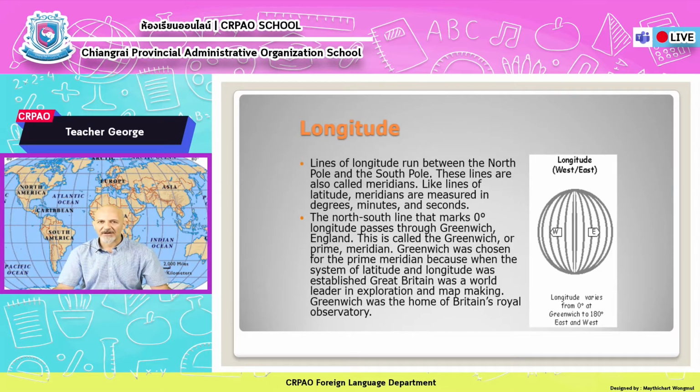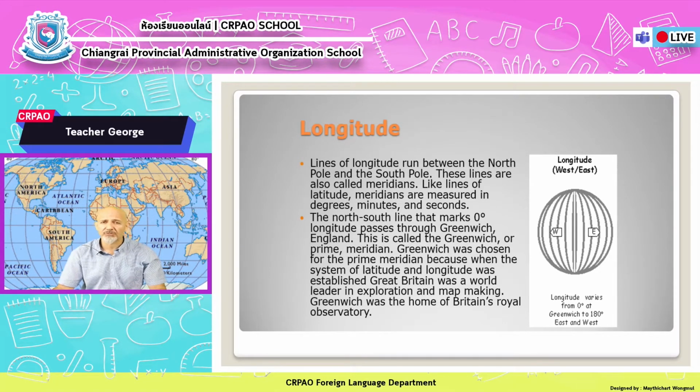So now let's read about lines of longitude. Lines of longitude run between the North Pole and the South Pole. These lines are also called meridians. Like lines of latitude, meridians are measured in degrees, minutes, and seconds. The north-south line that marks 0 degrees longitude passes through Greenwich, England. This is called the Greenwich or prime meridian.